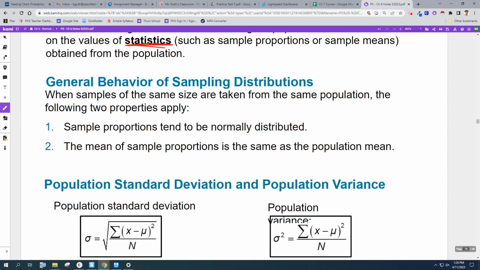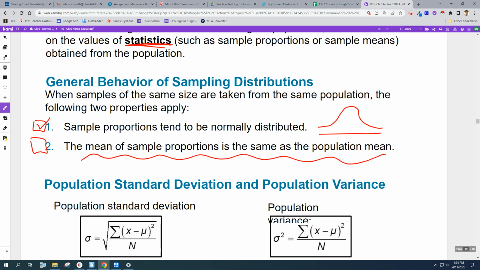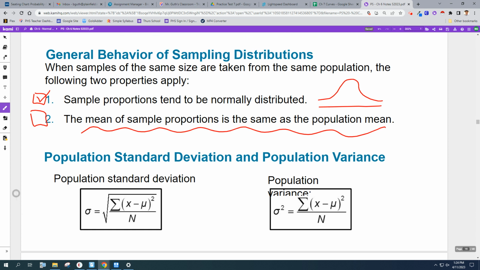So in general, when samples of the same size are taken from the same population, the following two properties apply. Sample proportions tend to be normally distributed. So there's our normal curve, the nice bell shape. And then the mean of the sample proportions is the same as the population mean. And that's going to come up in your homework a couple of different times. So the mean of the sample is the same as the population mean.